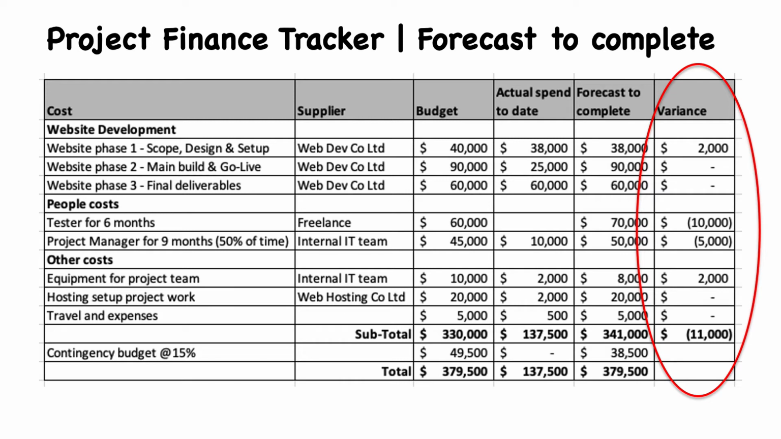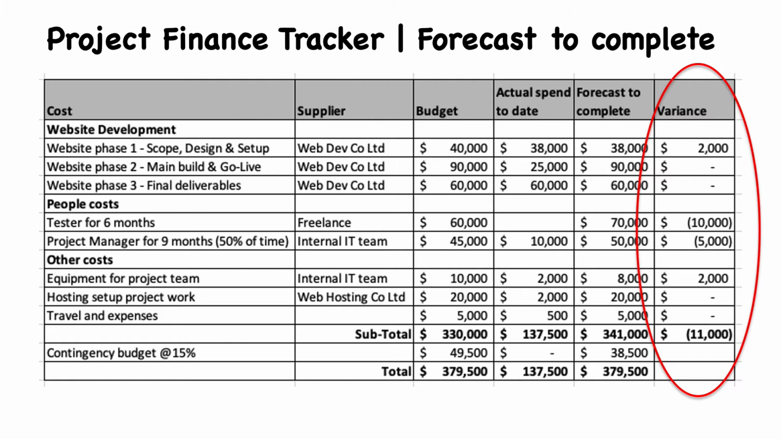And of course that 11,000 is made up of your 10,000 overspend for your tester, 5,000 overspend for your project manager, and then that's sort of netted out with your underspend on website phase one and your equipment. So that's how you get to the 11,000. So we're forecasting therefore that we're going to need 11,000 from our contingency budget.